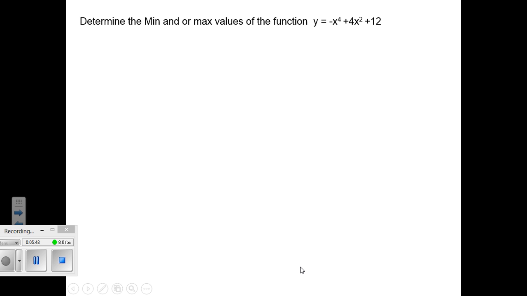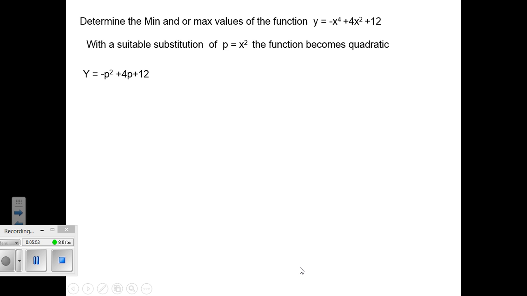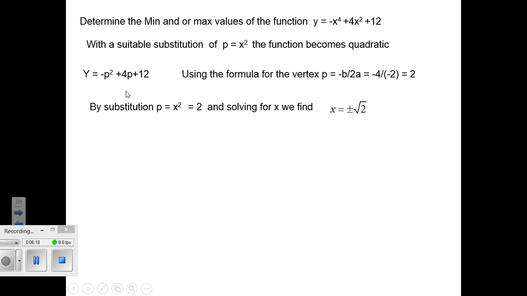Let's take a look at this, which is another quasi-quadratic. I'll do a substitution, make it look a little bit more user-friendly. All right, on that front then, we've got the quadratic in P, and of course we should be able to deal with that in terms of finding its vertex, which is going to be negative b over 2a, which is going to be negative 4 over negative 2, which is 2. So we've got that.